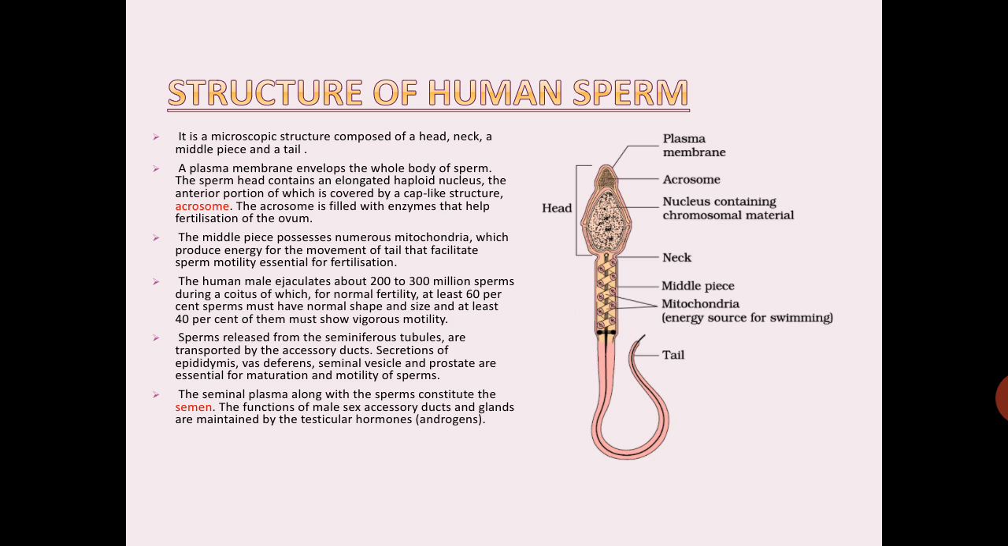In its anterior part there is a structure called the acrosome, which is filled with the enzyme which helps in the fertilization of the ovum, whereas the middle piece has a small neck there, you can see. So the head and the middle piece are connected by a narrow neck. The middle piece has numerous mitochondria which provide energy for sperm motility. It gives motility to the sperm, and the last end part is the tail. So this is the structure of the human sperm.